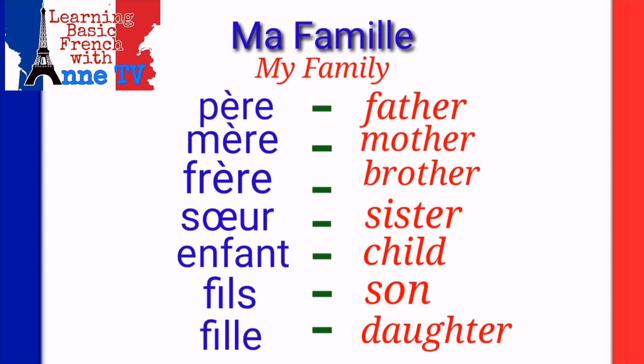The French translation for the immediate family members like father, mother, brother, sister, child, son, and daughter. Now let's listen to the following words as they are translated in French. Ma famille, my family. Père, father. Mère, mother. Frère, brother. Sœur, sister. Enfant, child. Fils, son. Fille, daughter.